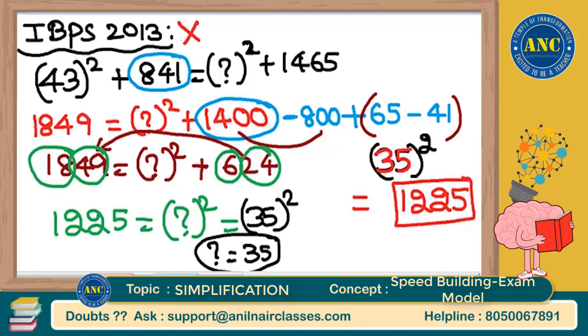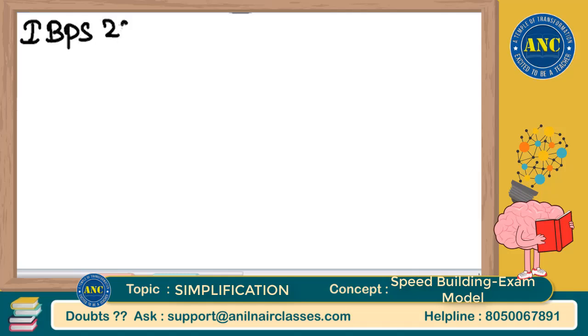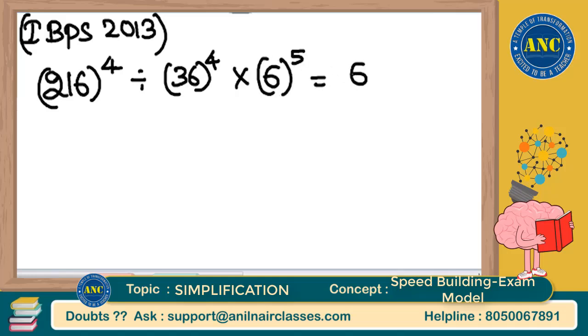This is your original question which came in IBPS 2013. We already discussed initially some questions on indices. I do not want to miss out this another question on indices which I forgot to discuss at that time, because this is again an IBPS 2013 question. What is the question? 216 to the power of 4 divided by 36 to the power of 4 into 6 to the power of 5 is equal to 6 to the power of question mark.